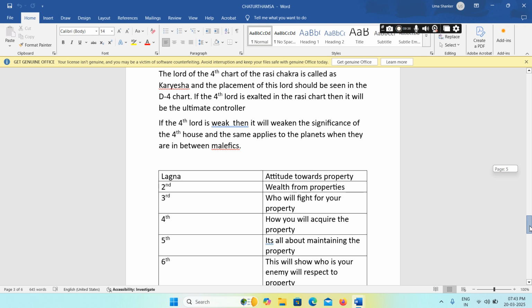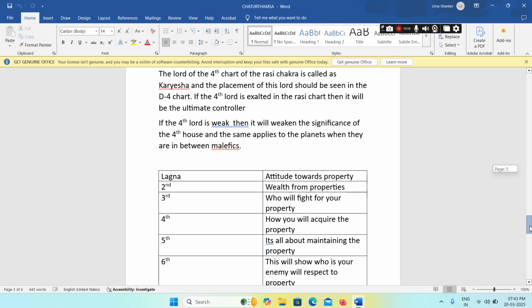The Lagna of the Rashi Chakra talks about us, we, I, myself, my height, my attitude towards my life, how healthy I am. All these things are connected to the Rashi Chakra. But the same Lagna, if it is going and sitting in the D4 Chakra, then the total aspect of your life will just revolve around the properties. What is your attitude towards the properties?